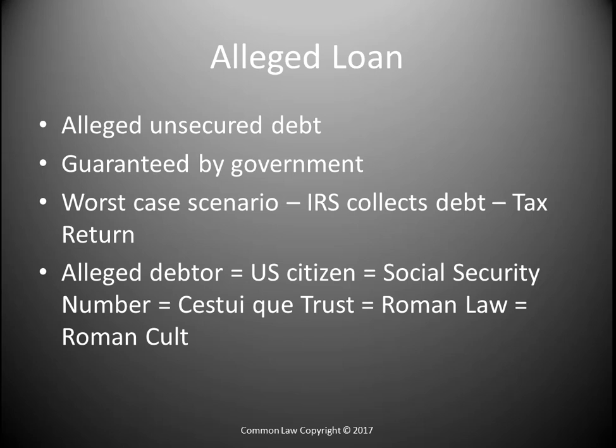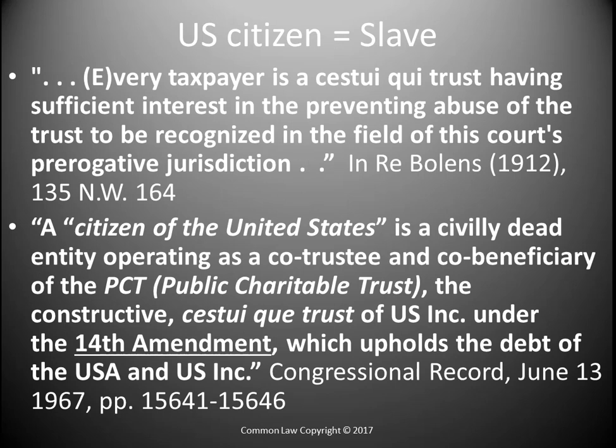In the worst case scenario, on some of these debts, like student loans, the IRS collects the debt, and they do that through the tax return. And the alleged debtor is always a U.S. citizen, a Social Security number, or in Canada, Social Insurance number, or in other countries, I don't know, but it's all going to be similar. It all goes back to a trust under Roman law and the Roman cult. That's exactly what it is, always. Every taxpayer is a trust, having sufficient interest in preventing the abuse of the trust to be recognized in the field of the court's prerogative jurisdiction.